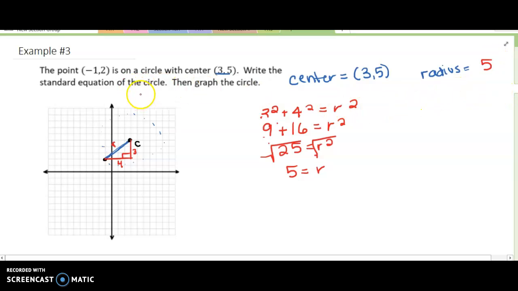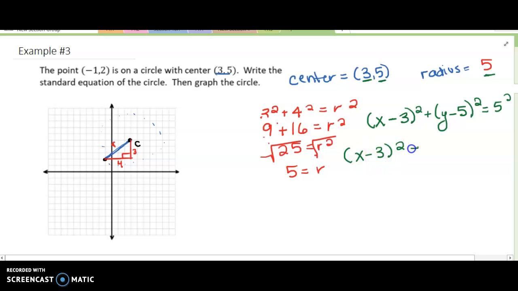Okay, so now I can go ahead and write the standard equation of a circle. So (x minus 3) squared plus (y minus 5) squared equals 5 squared. So simplify it just the slightest bit. I get (x minus 3) squared plus (y minus 5) squared equals 25.